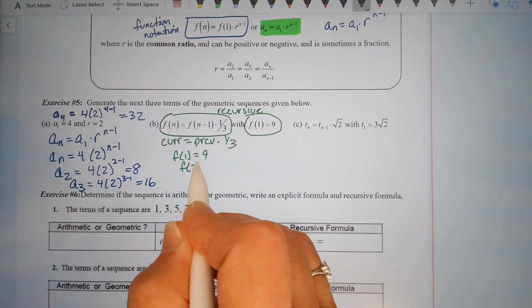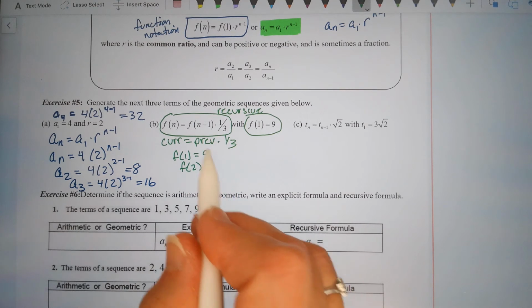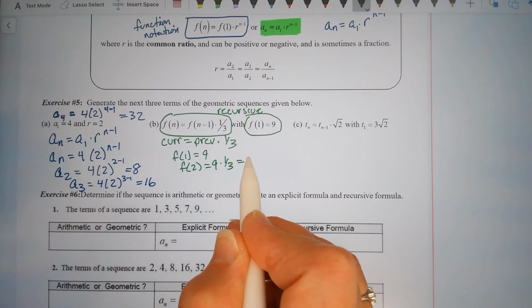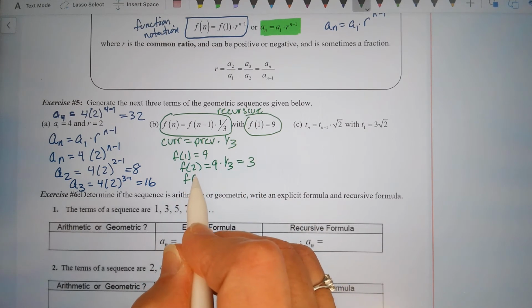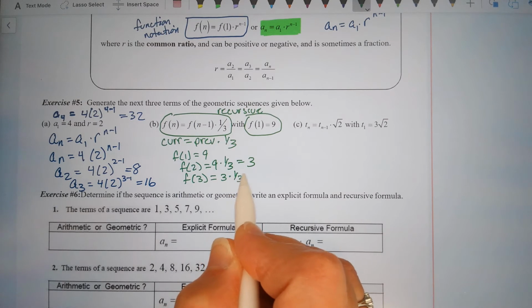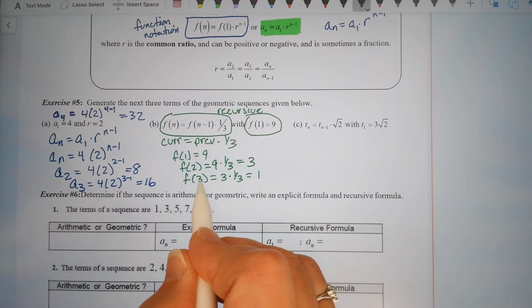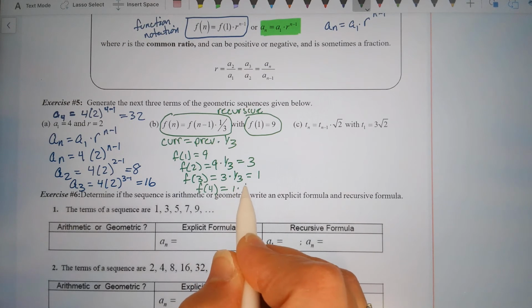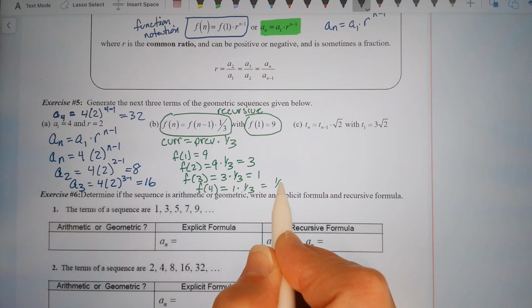The second term equals the previous, which is 9, times a third, which is 3. The third term equals the previous, 3, times a third, which is 1. And the fourth term equals the previous, which is 1, times a third, which is 1/3.